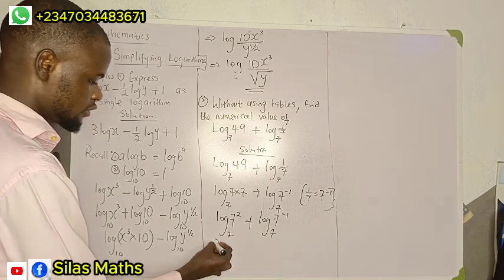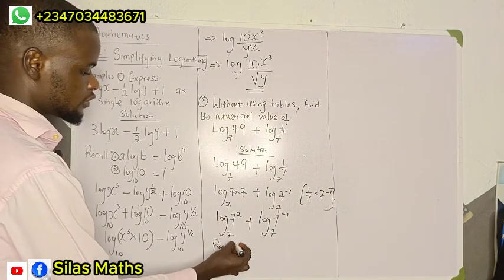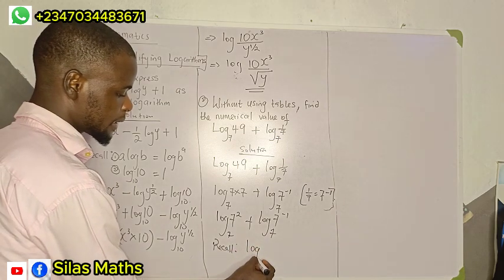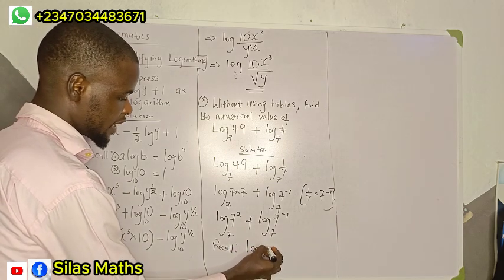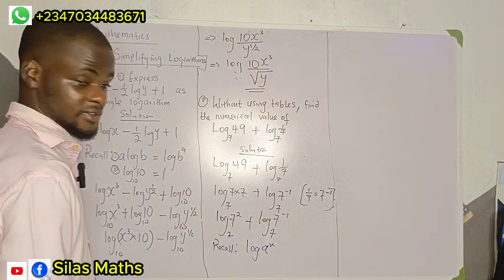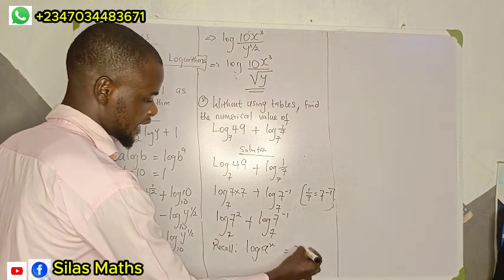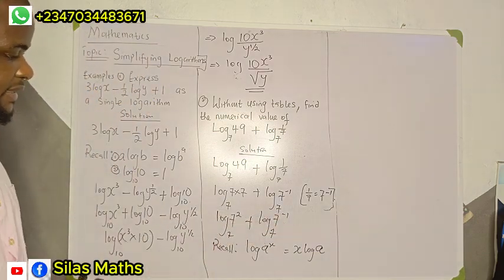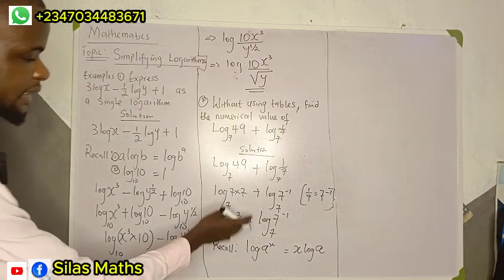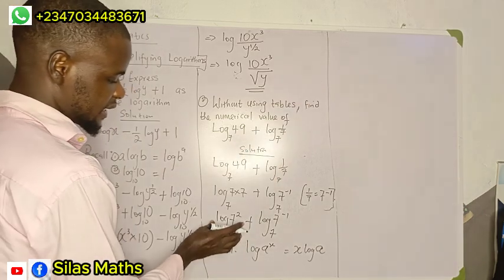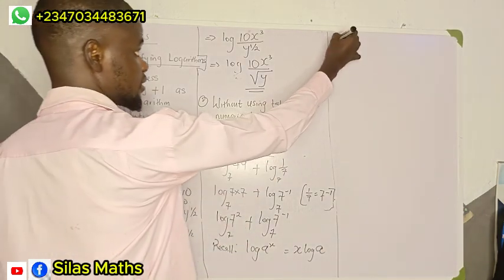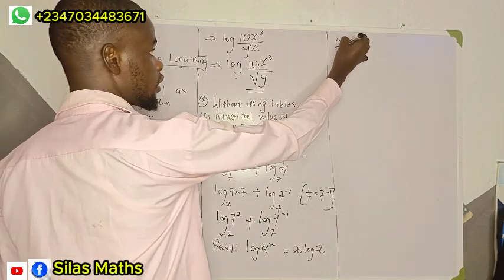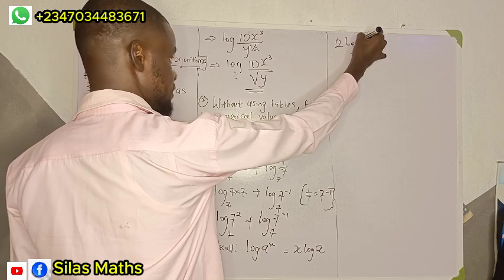Remember or recall that log a raised to power x is equal to what? x log a. Yes, so we can actually apply that here. By applying that here, we can see that this becomes 2 times log 7 base 7.